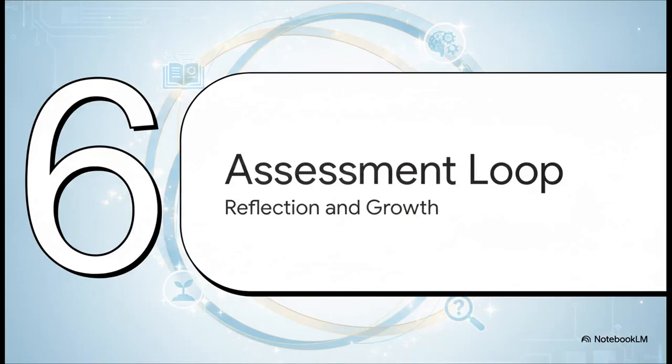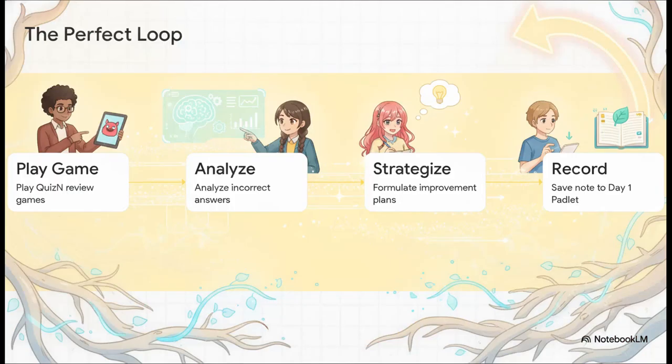And finally, Section 6, the perfect loop of assessment and reflection. Our journey comes full circle here. To wrap up the semester's learning, the class plays review games using Quizizz, but the real magic isn't the quiz score at all. It's the metacognitive process that follows. Students analyze their incorrect answers, they formulate improvement strategies, and then they write an error analysis note. And guess where they save this note? Right back in the soil of that day 1 Padlet. The entire year of data forms one perfect, unbroken loop of learning, feedback, and growth.